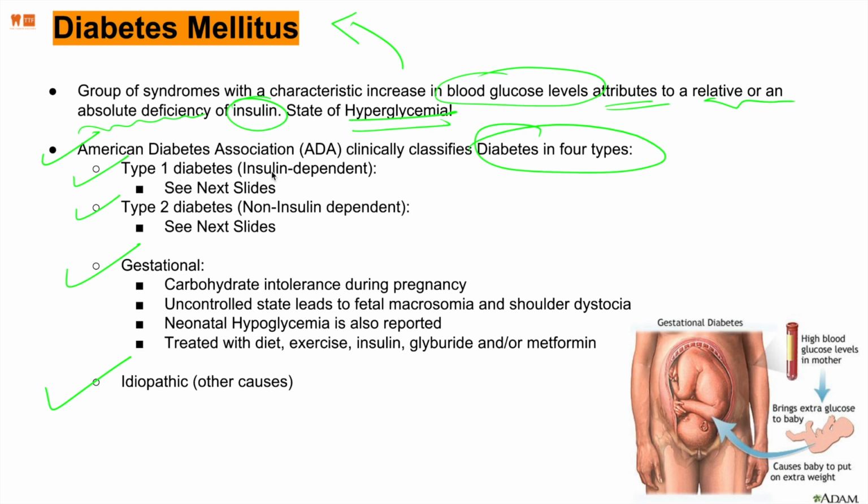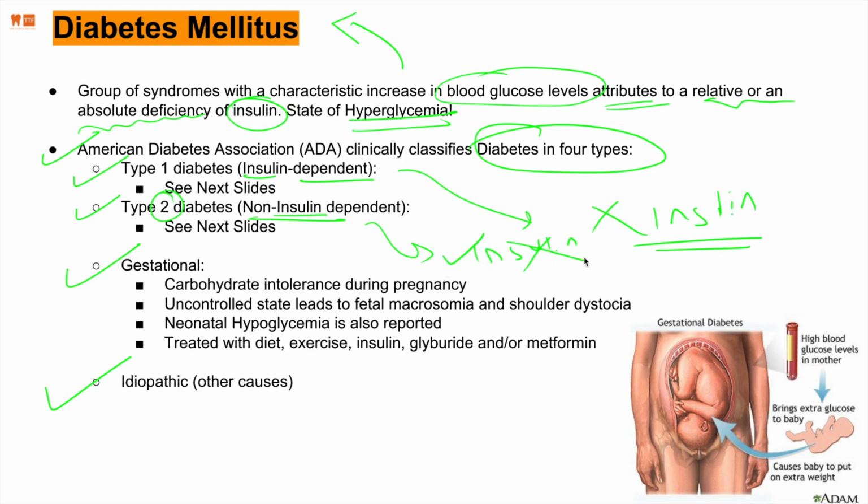Type 1 diabetes is known as insulin dependent. Basically, essentially, there is no insulin at all. That is insulin dependent. Type 2, the more famous kind, is non-insulin dependent, which means insulin is present, but it's useless. Okay, we'll talk about these in the next few slides in detail.